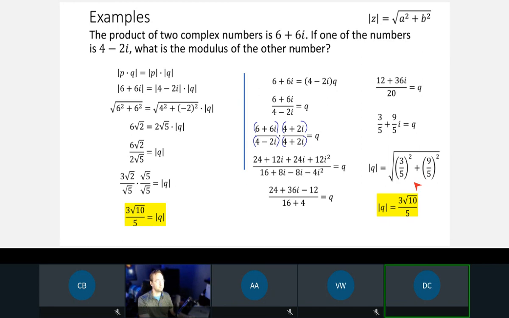Wait, so you were just showing 2 ways on how to do the problem? I was.